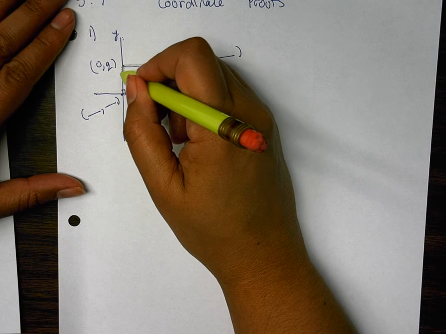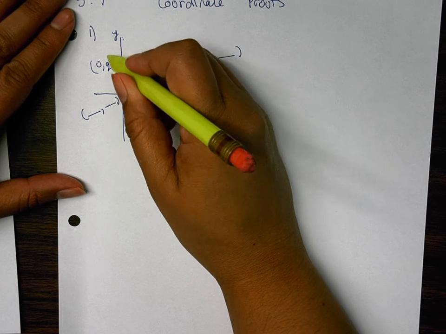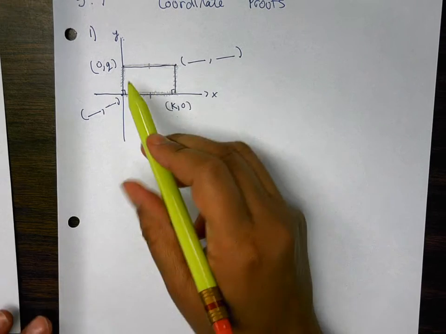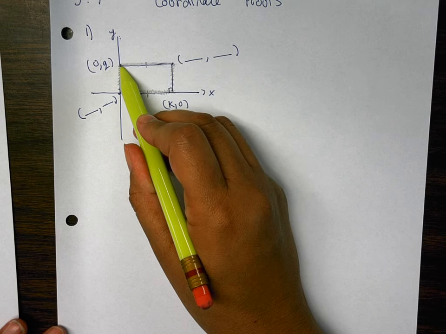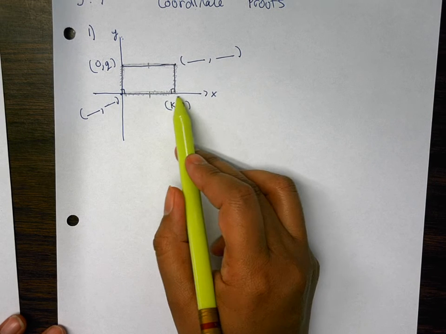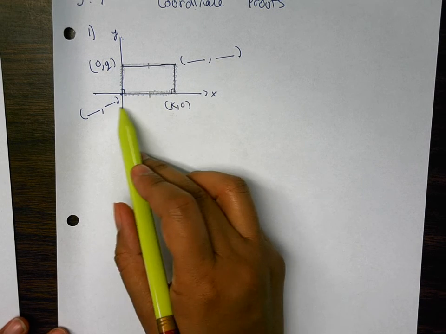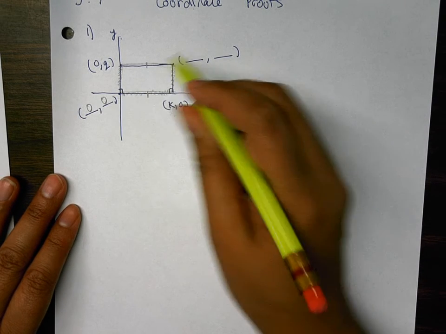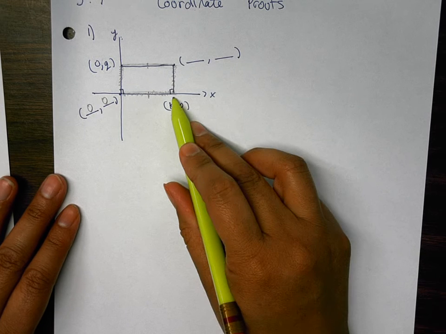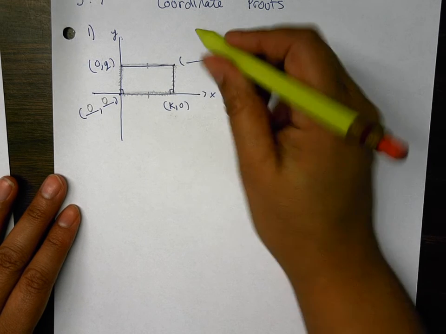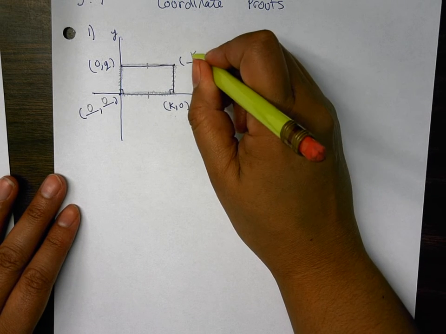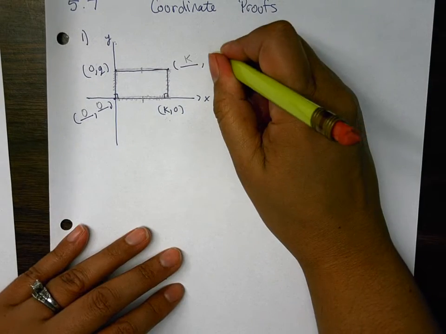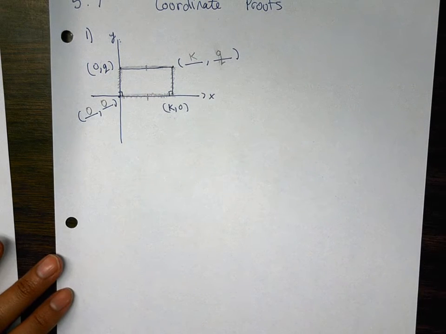What's the height here? How high up did I go? Q. What's the height here? Q. Okay, so from the origin I went up Q, that's 0, Q. From the origin I went right K, that's K, 0. This point right here is the origin. That's pretty easy. What is it? 0, 0. Now this point I go right K and up Q. What is this point right here? K, Q. Do you guys see how we get that?